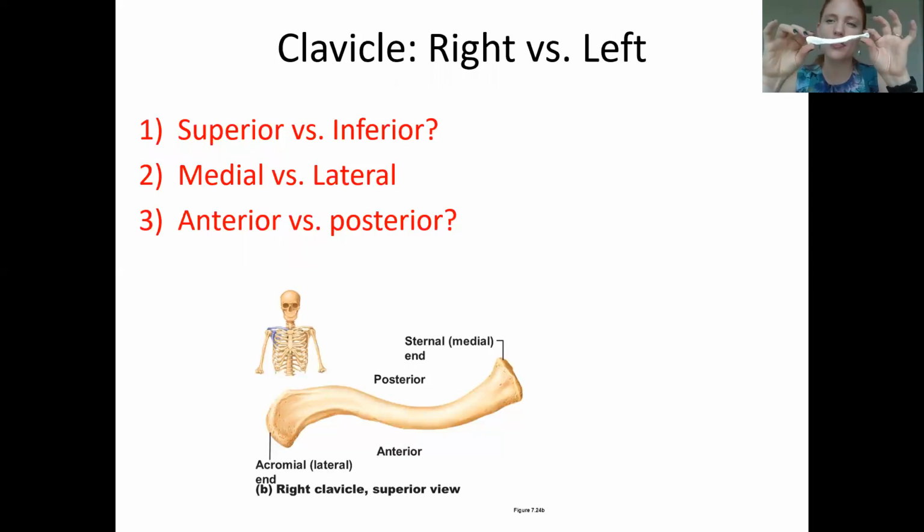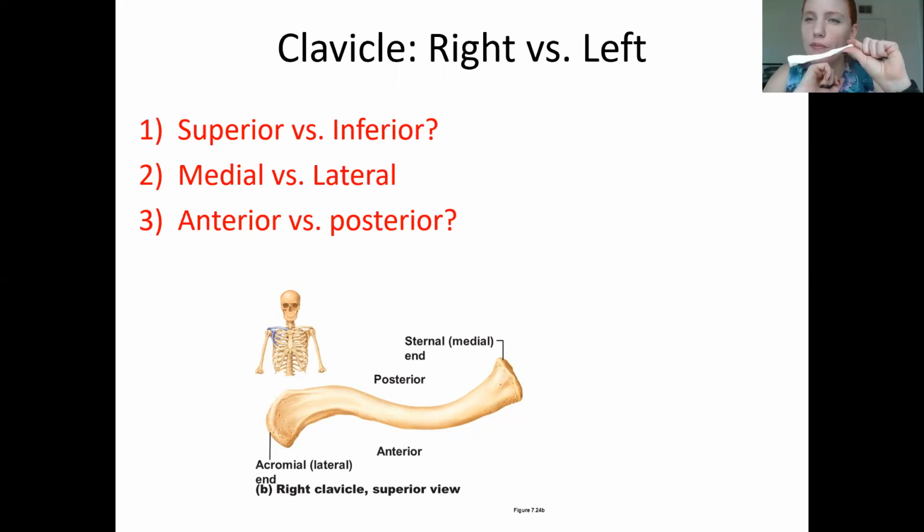Okay, so when we look at the clavicle, this is a bit more of a complicated question than you would think, right? So you really want to ask yourself 3 different questions to orient yourself in order to figure out if it's left or right. The first question I think you should ask for the clavicle is, are you looking at the top of it or the bottom of it? The superior view or the inferior view.